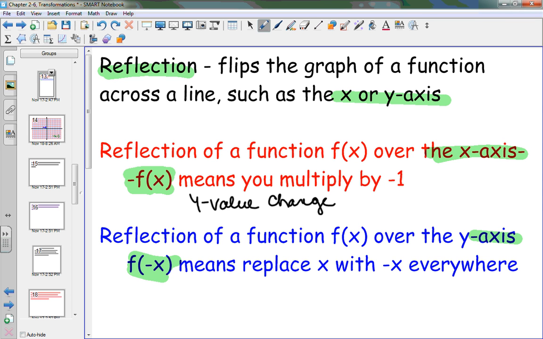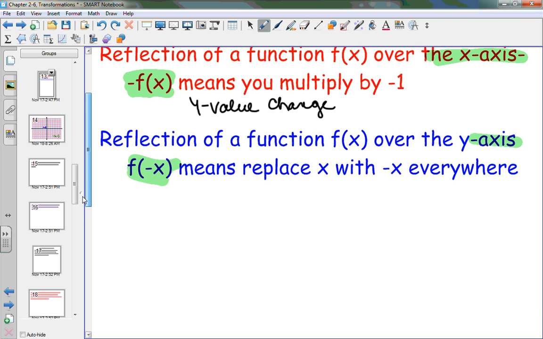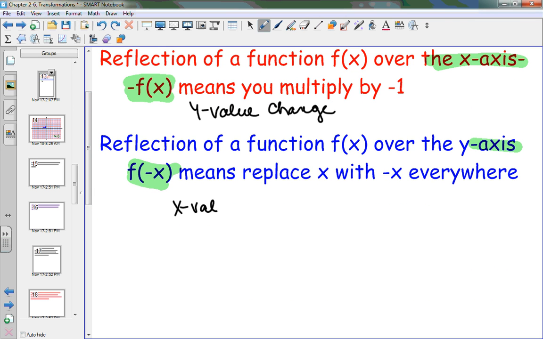You're reflecting the function over the y-axis, meaning you're folding it hot dog style. This means you're putting a negative every place you see an x. That negative goes with the x and only the x. It does not go to every term on the function. So this means only your x values change.